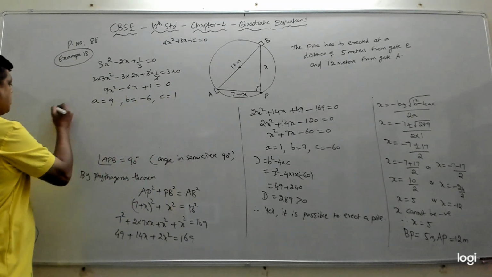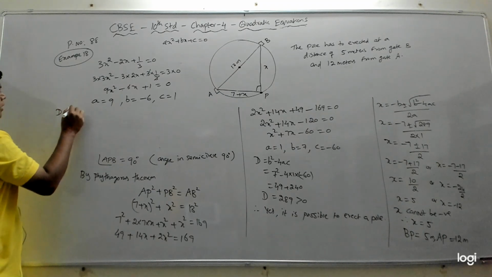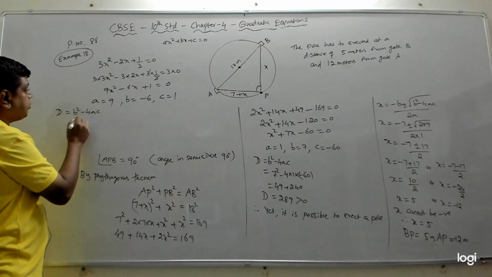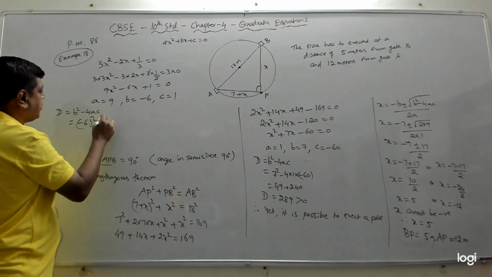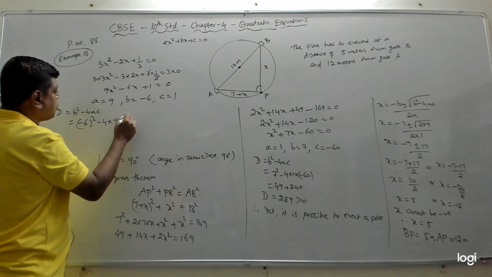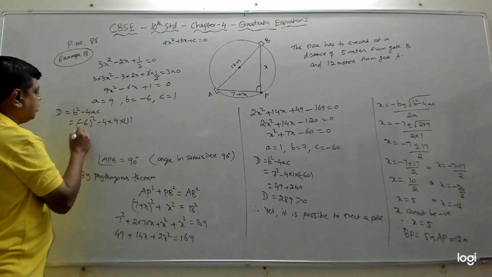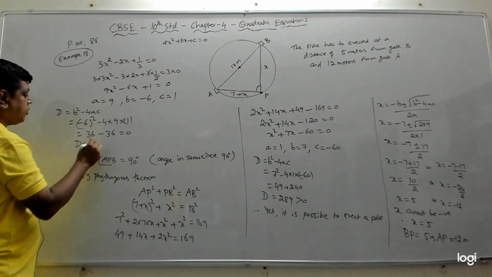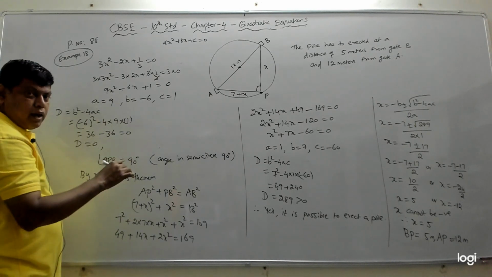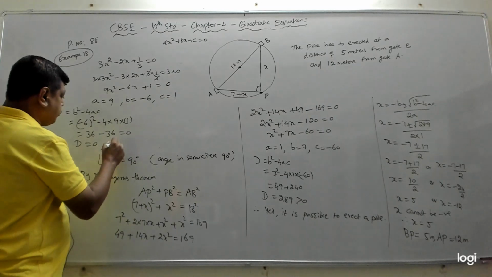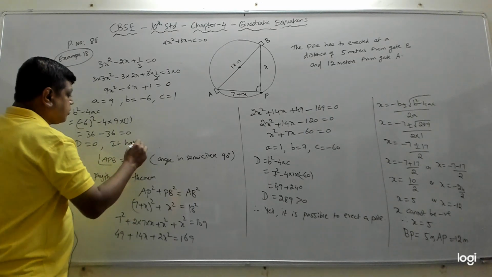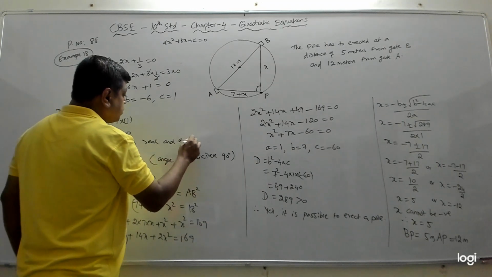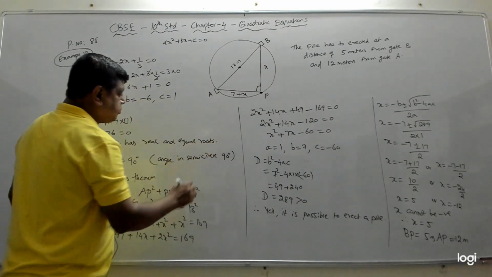Now let's find b square minus 4ac. So d is b square minus 4ac. This is what is going to tell you the nature of the roots. The b square is minus 6 the whole square, minus 4 into a is 9 into c is 1. You will get 36 minus 36, which is 0. When d equal to 0, the roots are real, but they are equal. So we will say it has real and equal roots.